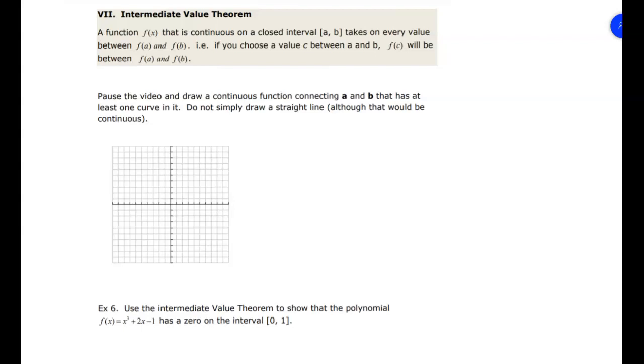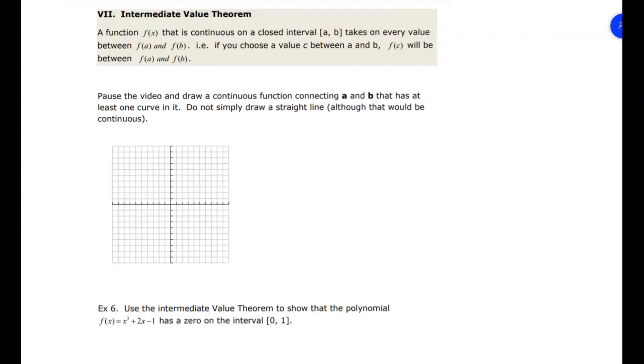It is what allows us to know that a zero of a function will be guaranteed in an interval, that is, if one side of that interval has a function value that is negative and the other is positive, or vice versa. So let's just take a look at this for a minute.